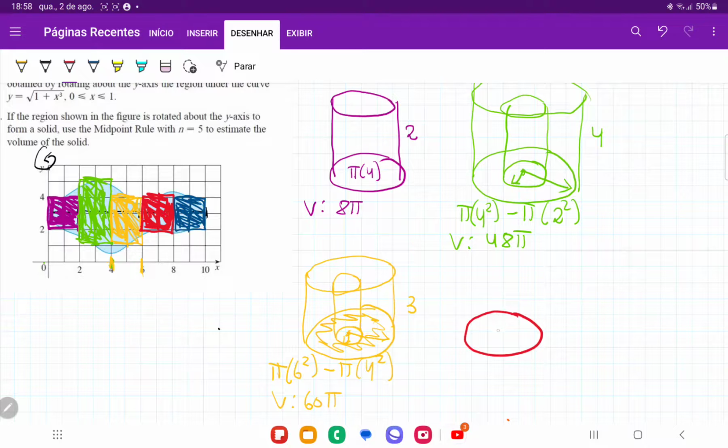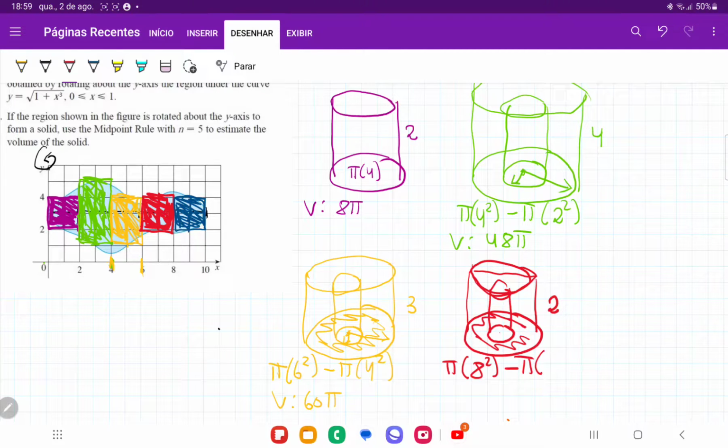Let's see the one in red. So the one in red, we're going to have once more a donut. It should go like this, actually. And so the height of this donut is going to be just 2, right? And for the base, we once more have to do pi times the outer radius minus the inner radius. So it's going to be pi times 8 squared minus pi times 6 squared. So 8 squared minus 6 squared is 28, times 2, that is going to give us a volume of 56 pi.